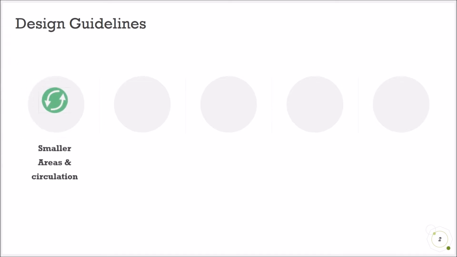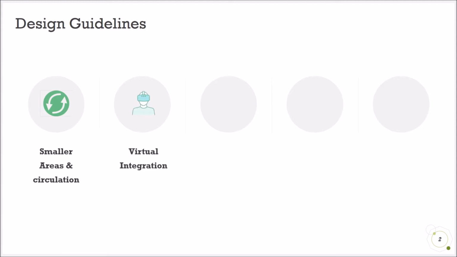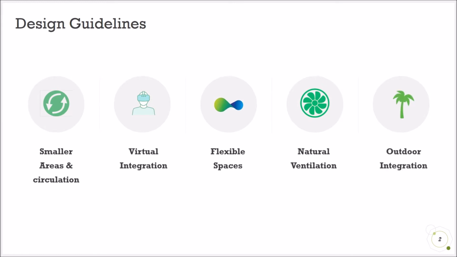The workplace will have smaller working areas and circulation to reduce the interaction between people. It will have integration of virtual reality in the working areas and flexible spaces to utilize the maximum of the area. It will have constant natural ventilation for healthier airflow and the integration of outdoor accesses.